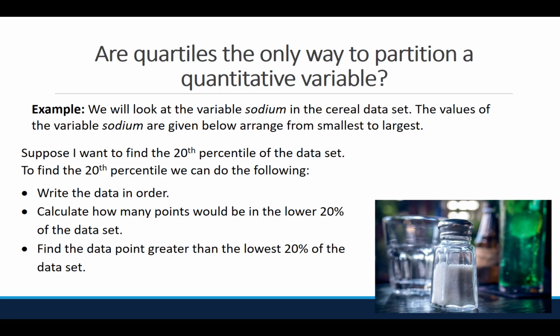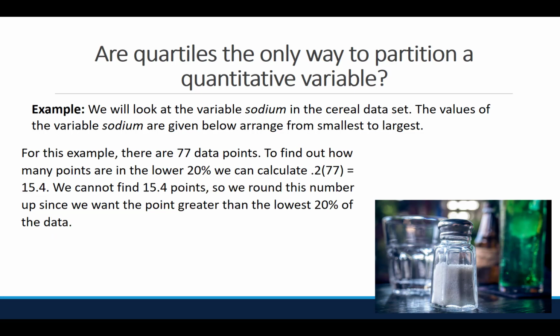Calculate how many points will be lower than 20% of the data set. Find the data point greater than the lowest 20% of the data set. For this example, there are 77 data points. To find out how many points are in the lower 20%, we can calculate 0.2 times 77 equals 15.4. We cannot find 15.4 points, so we round this number up since we want the point greater than the lowest 20% of the data.